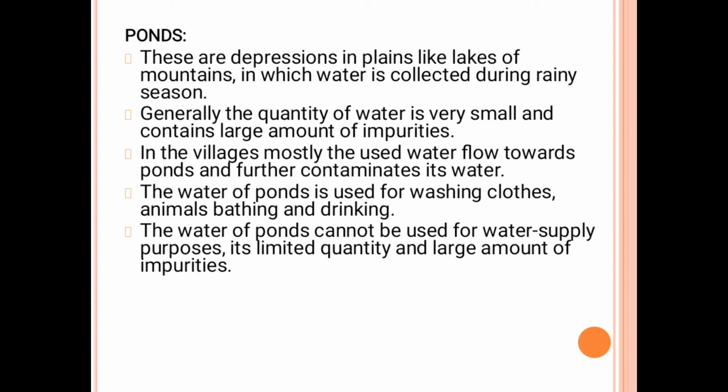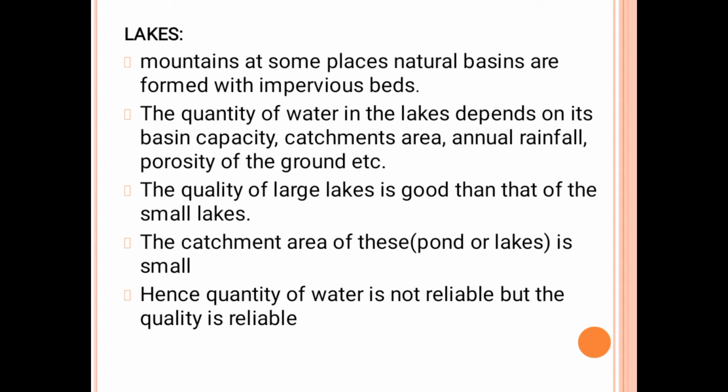The water of ponds cannot be used for water supply purposes. It is limited in quantity and has a large amount of impurities. So normally a pond source is not chosen for a water supply system. Then lakes. In mountains, at some places natural basins are formed with impervious beds.